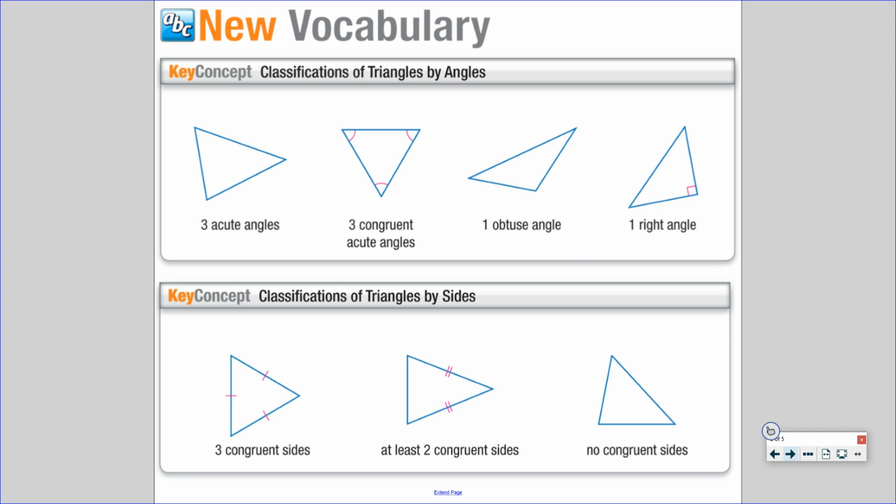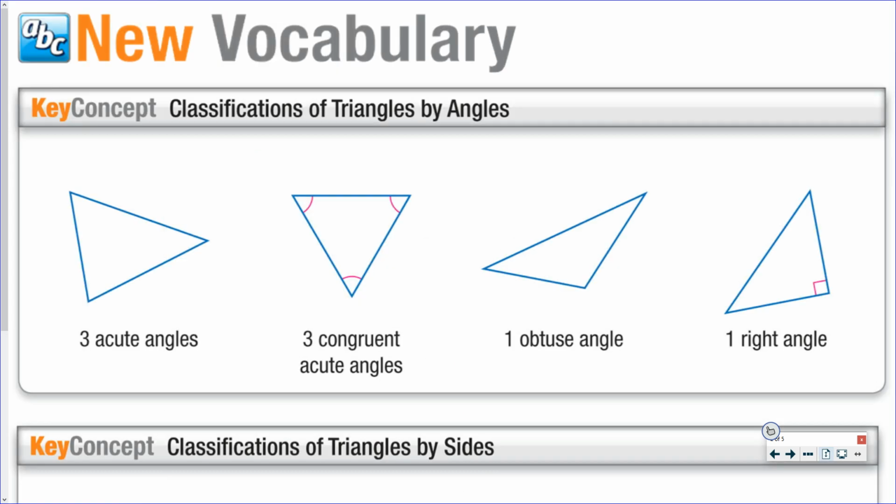Okay, there are 2 ways you can classify triangles. The first way we're going to talk about is by their angle measures. The second way is by their side lengths. All right, let's start with angle measures. So we have 4 options for different types of angle measures that could be inside of a triangle.